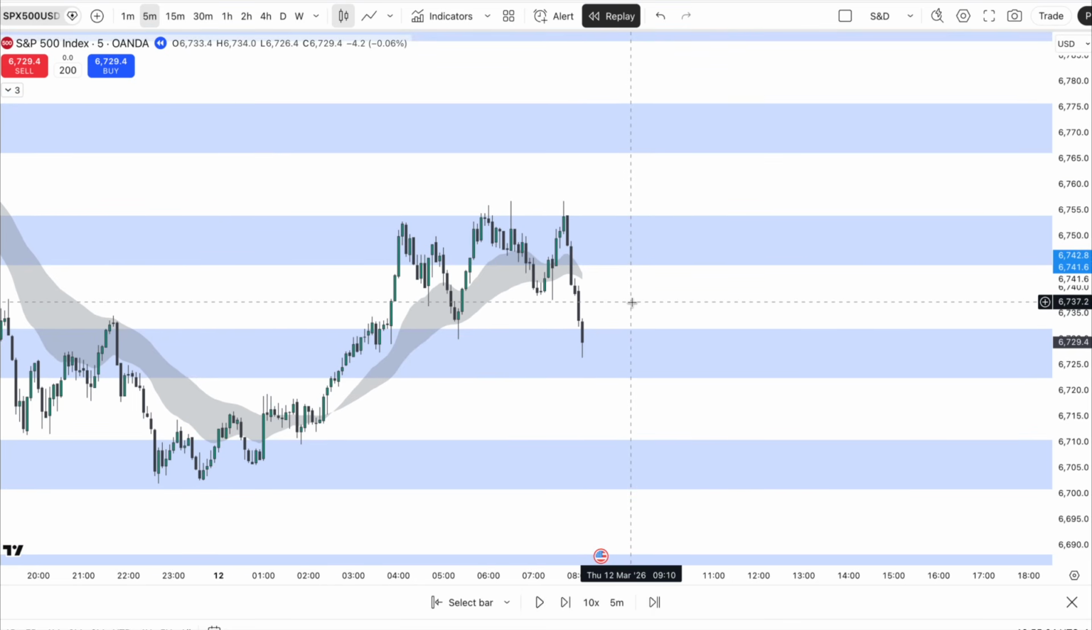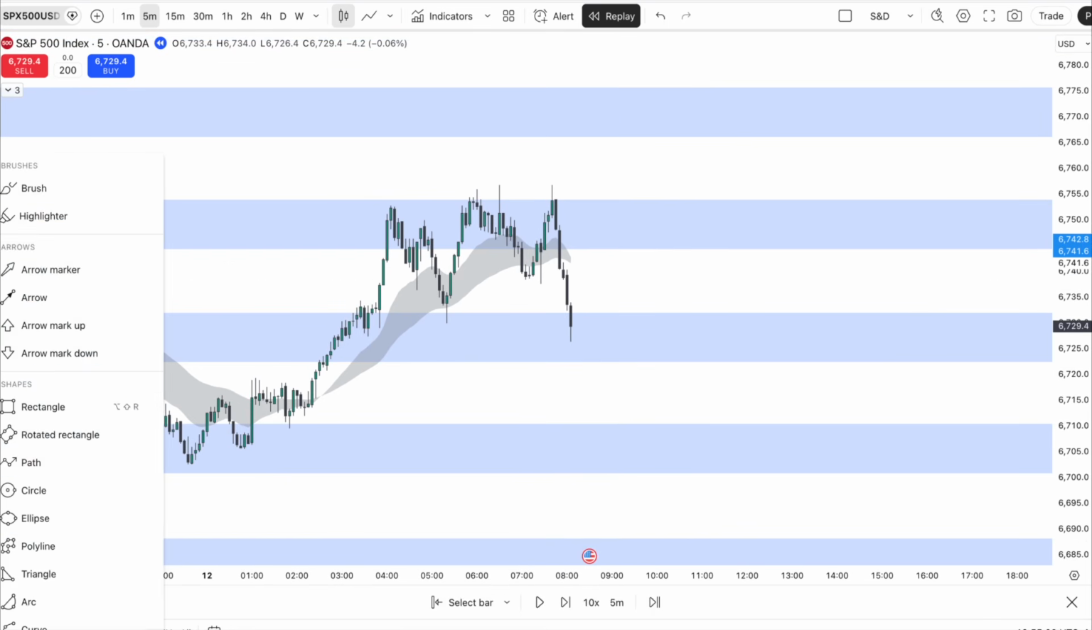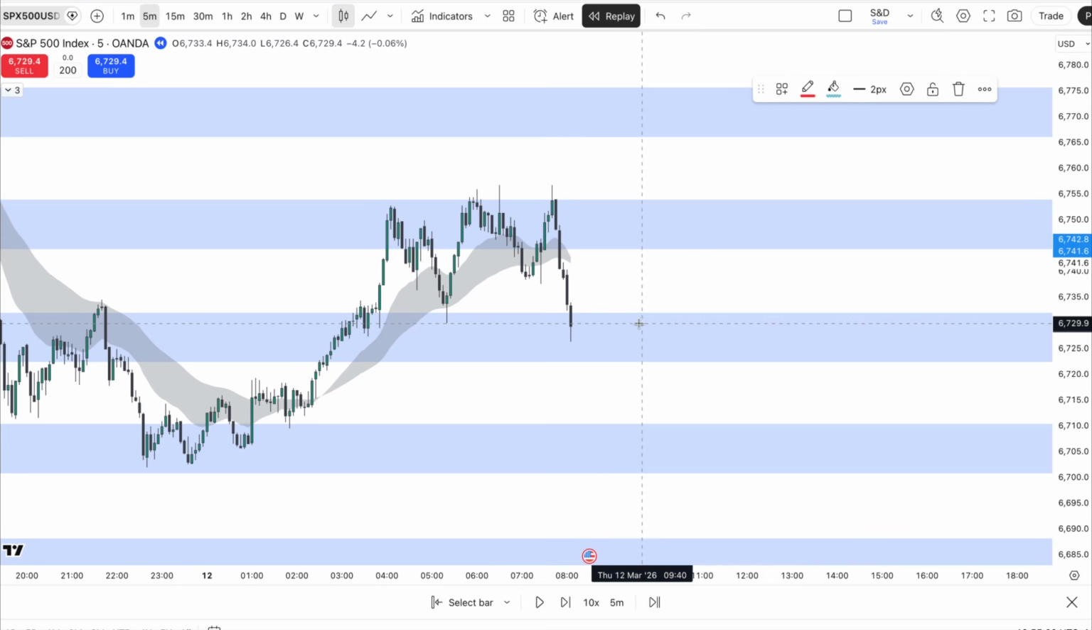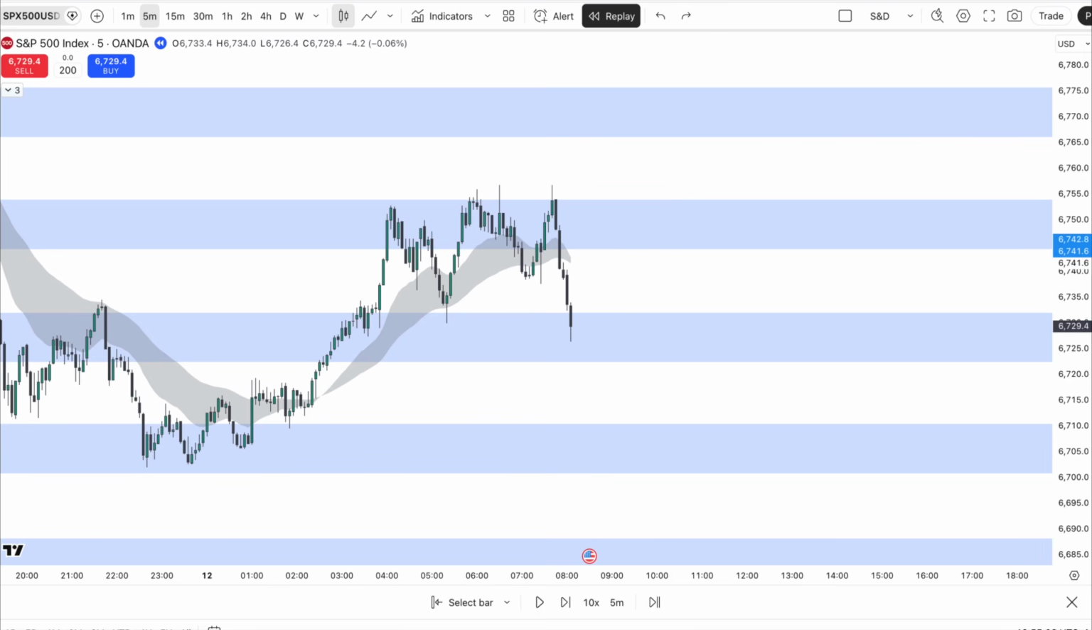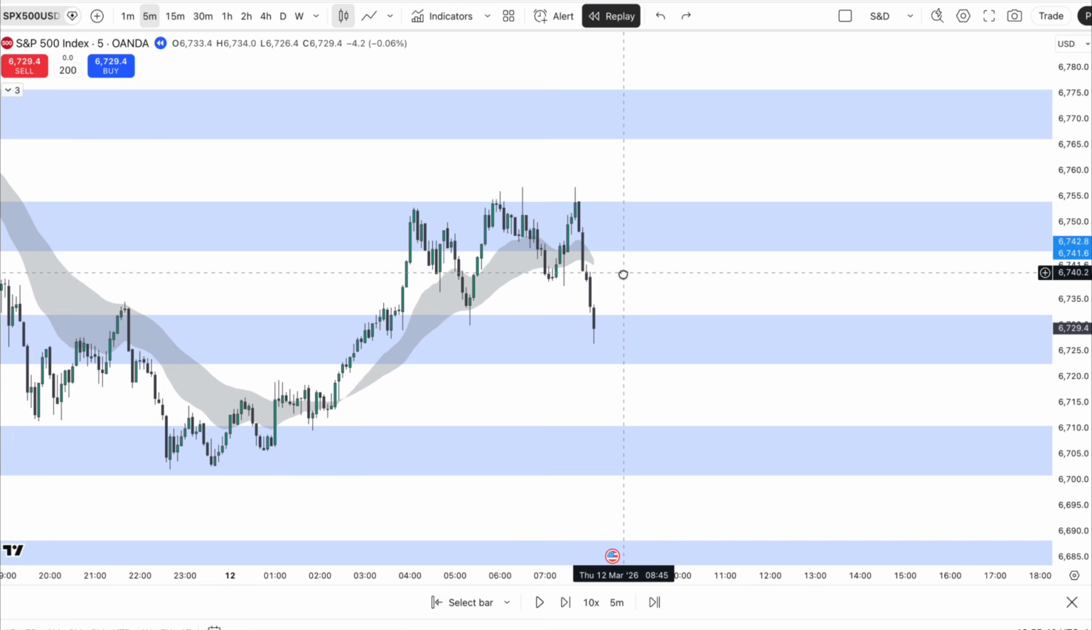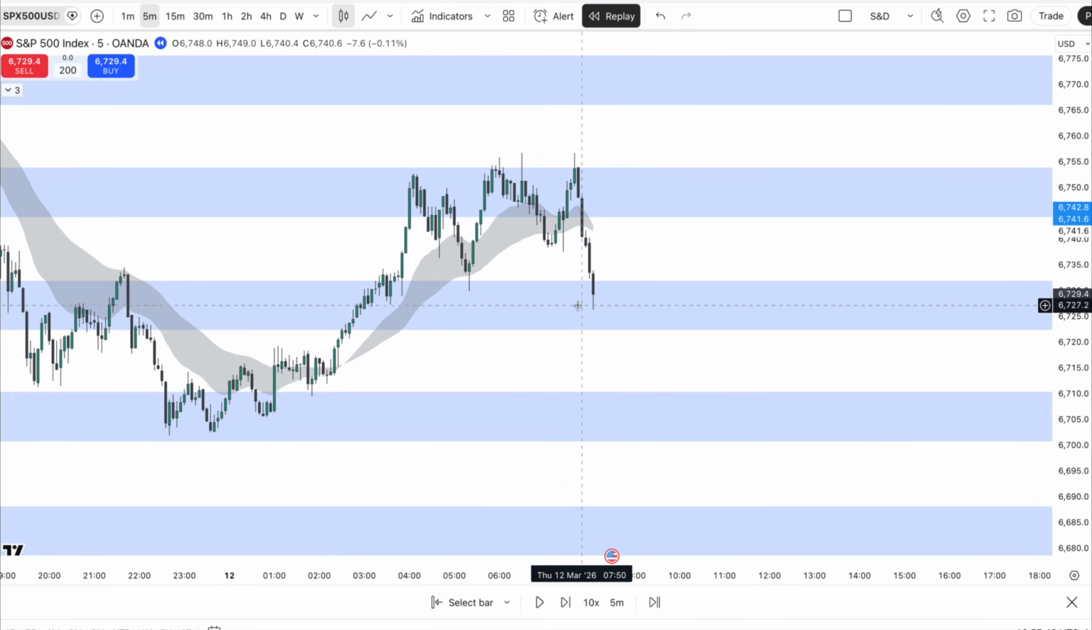The next thing we need to add are the supply and demand levels. If you're new to the channel, I'll link some videos right now that tell you exactly how to find these yourself. So once you've added those, your setup is going to look like this. You have the cloud and you have the levels. The cloud is going to give us our bias and direction, while the levels are going to give us our precise entry and exit points. Now let's get into the setup.